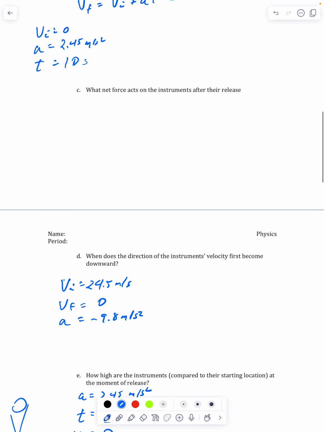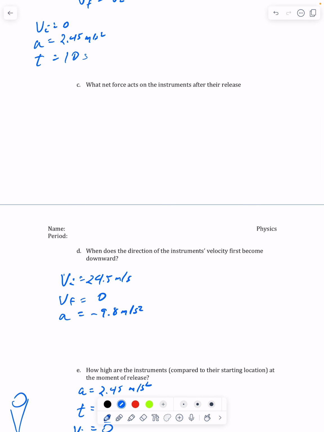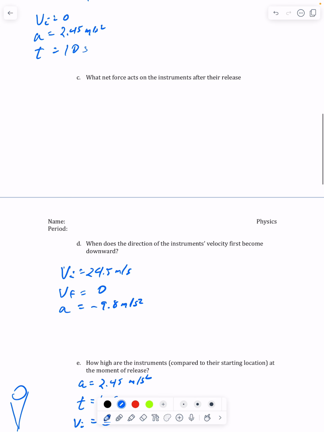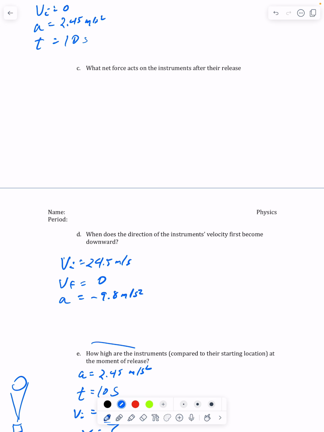Part D, we are going to say, when do they turn around? When does the velocity first become downward? That is, when does the velocity become equal to 0, given that they had been moving at a speed of 24.5 meters per second with acceleration of negative 9.8 meters per second squared. So figure that out. Grand finale, part E, I'm going to tell you, don't worry about it. I'm sure you'll happily know that you do not have to do this one.